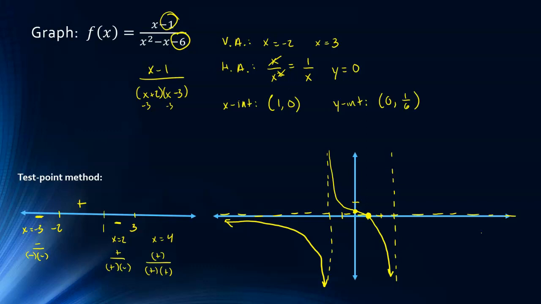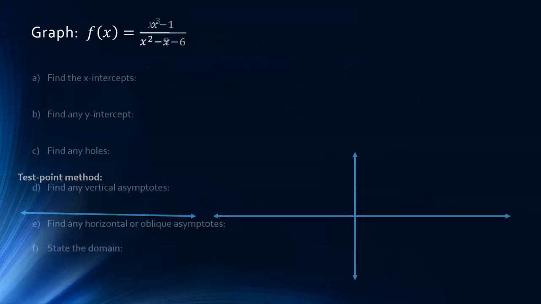So 4 minus 1 is positive. 4 plus 2 is positive. 4 minus 3 is positive. So everything ends up being positive. So my graph, everything over here would be positive, so it'll look something like that. So that's how we can sketch a graph by just using everything that we've talked about so far.